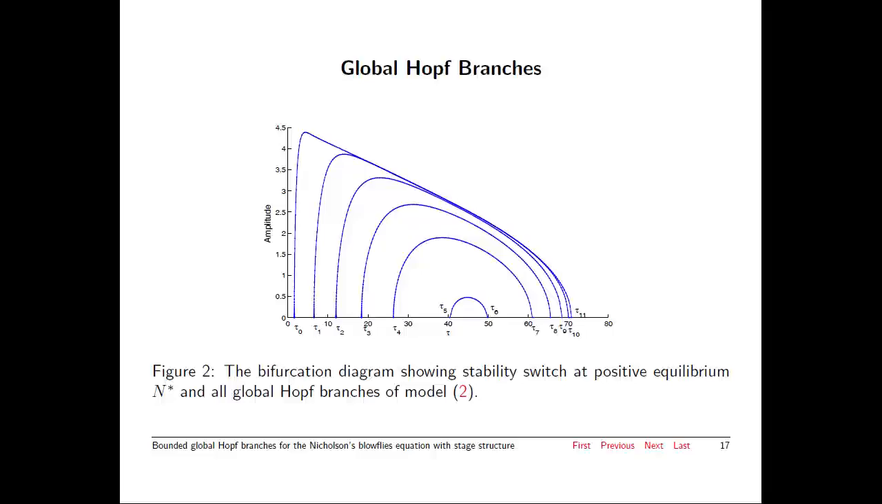In most cases, the global Hopf function is always unbounded, like from tau naught to infinity. And here we proved there are some cases with a certain structure where the global Hopf function is bounded, like we have two boundaries.